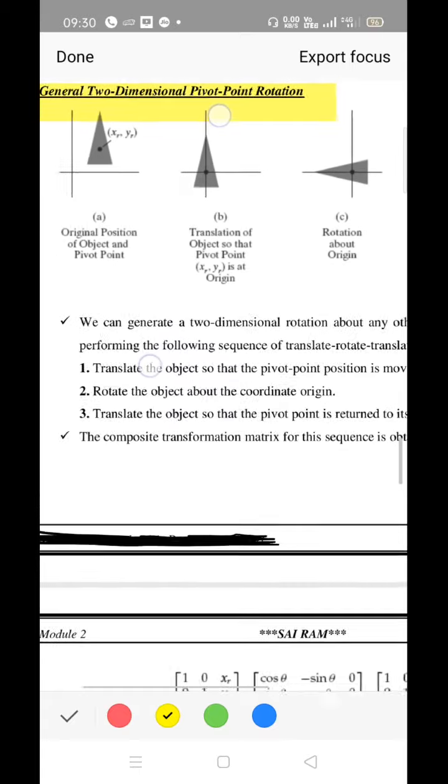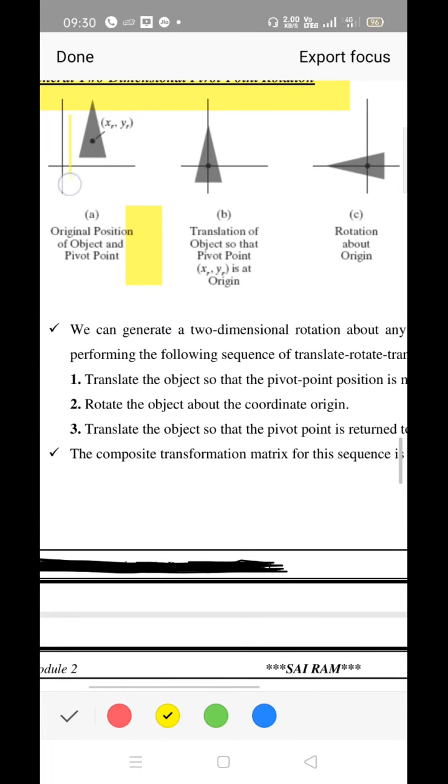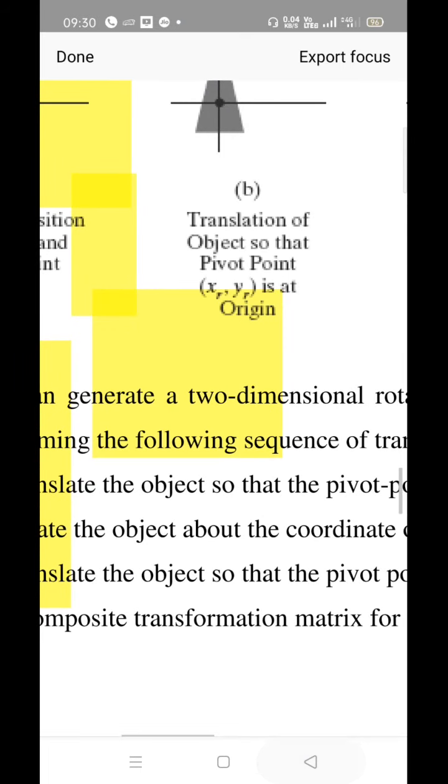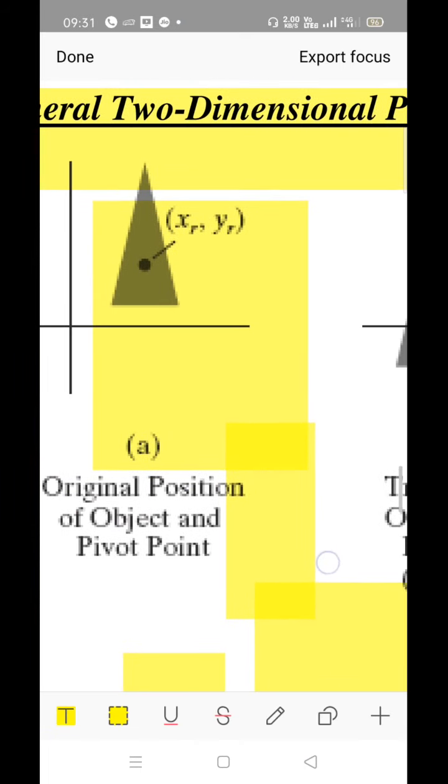Try to understand by observing this figure. See this diagram, I am highlighting a triangle which is kept at some pivot point, say xr and yr. Hope it is visible. Observe the diagram. Let xr, yr be the origin of that triangle, but the actual origin of the plane is what I am pointing, right? Let the pivot point be xr, yr. Then this is the original position of the object and pivot point. See here, it is mentioned.